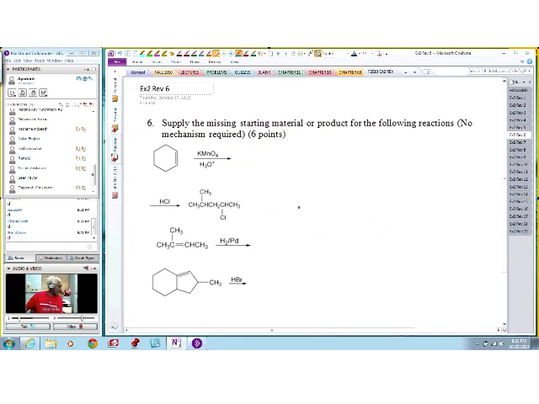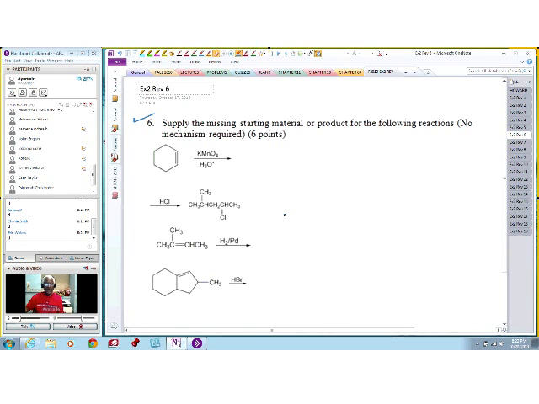Kiara Price, can you read this for us, number 6? Supply the missing starting material or product for the following reactions. No mechanism required. Okay, thank you. Very good.